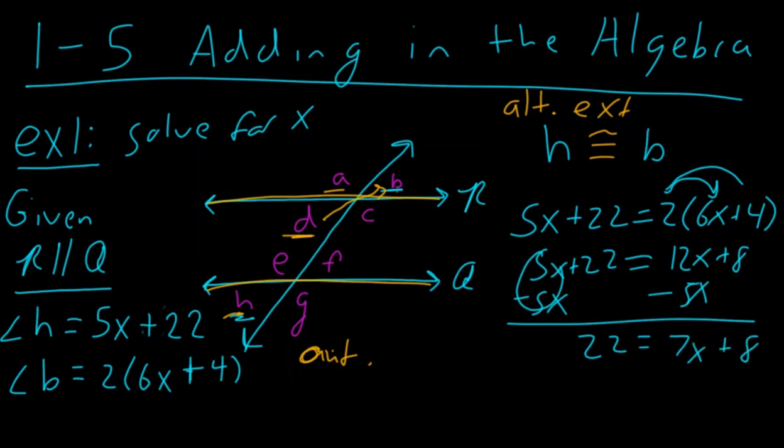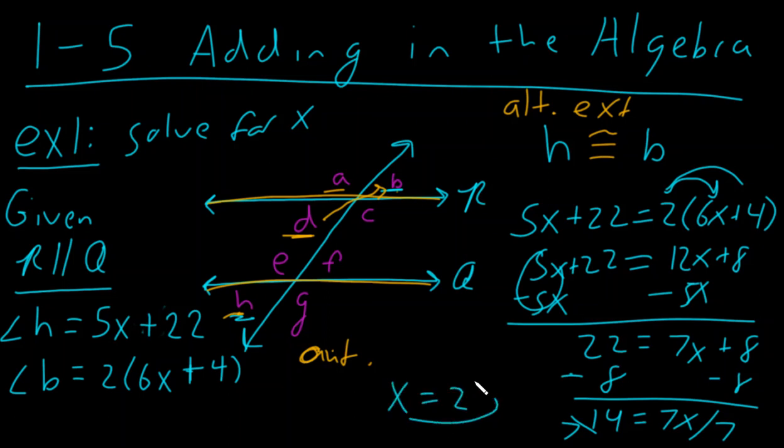And in order to get the x by itself, we subtract 8 from both sides. 22 minus 8 will of course give us 14 is equal to 7x. We divide both sides by 7, and it turns out x equals 2. And so we have solved the problem.